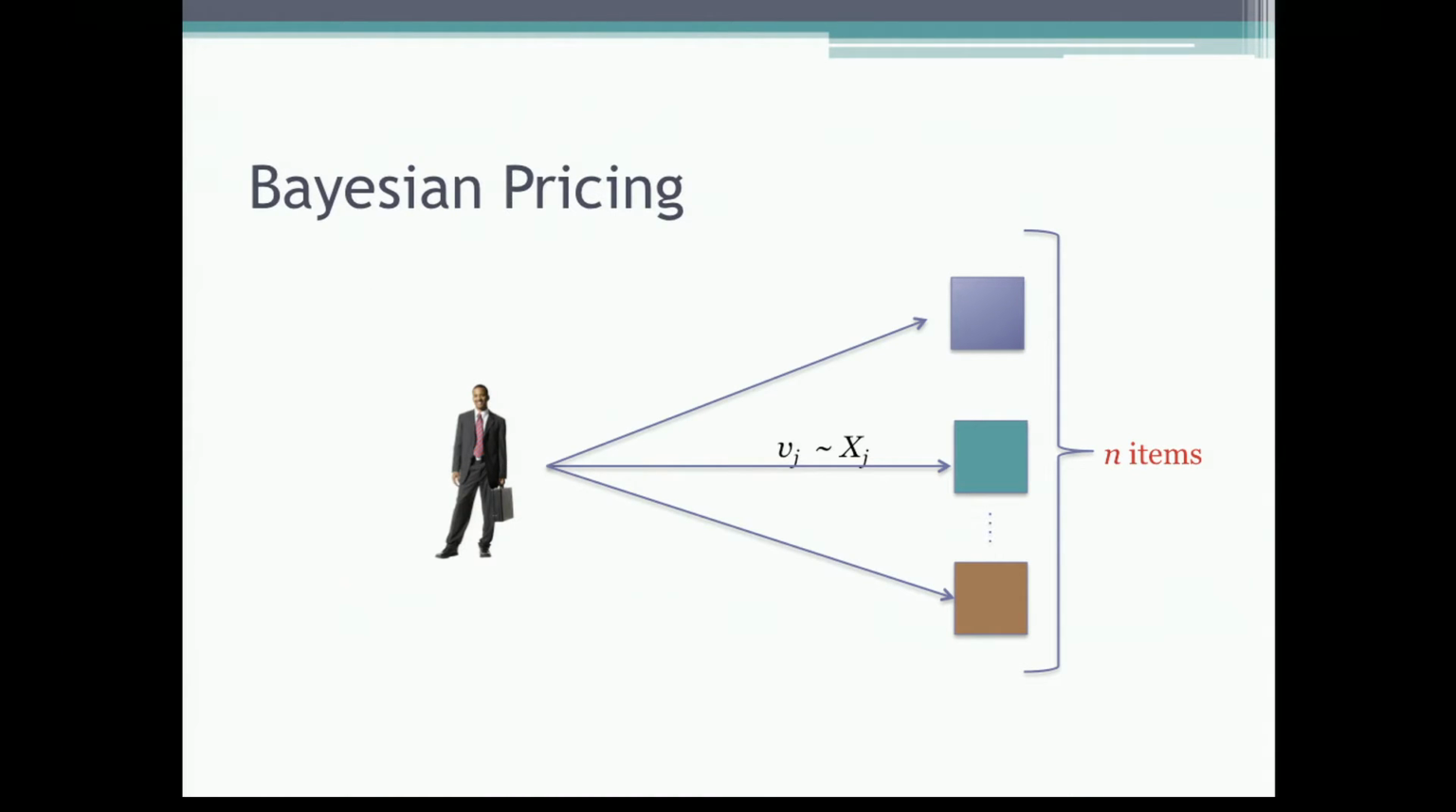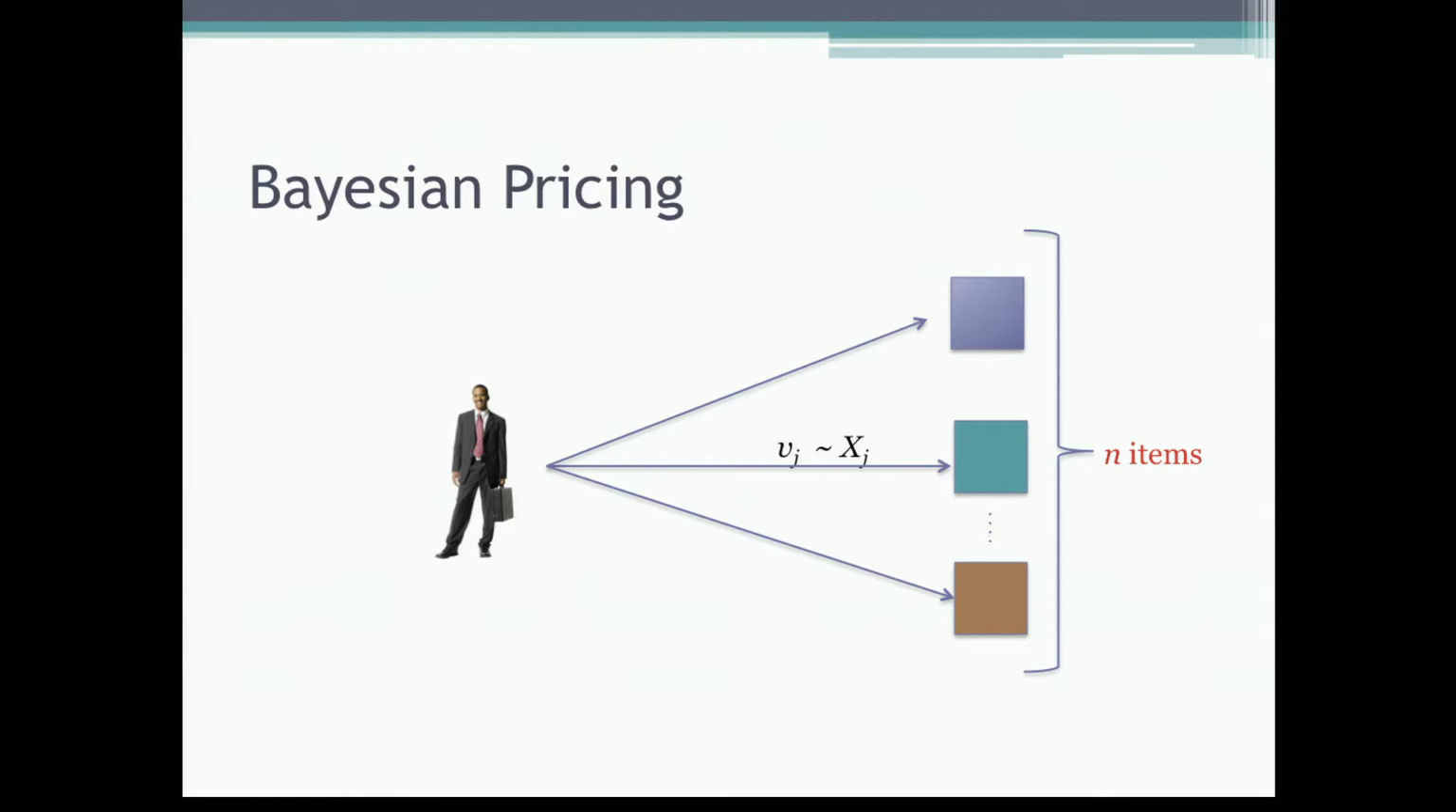Another application is what is called Bayesian pricing. Here you can think of there being n items, and you have one bidder or one agent, and the agent has some values for each of these items. You are the seller, and you have n items to sell. You don't know the value that the agent has for each of these items. All you know is the distribution of this value. So you know that for item j, the agent has a value which is drawn from Xj, and these Xj's are independent for different items.